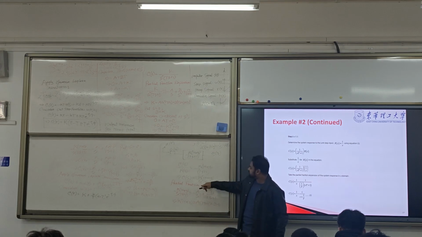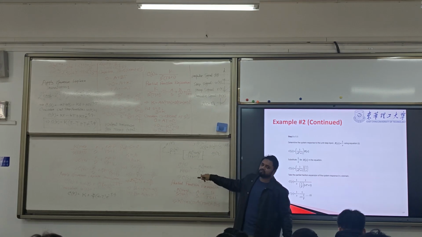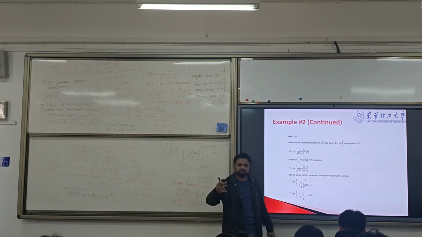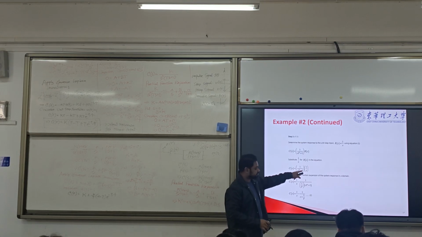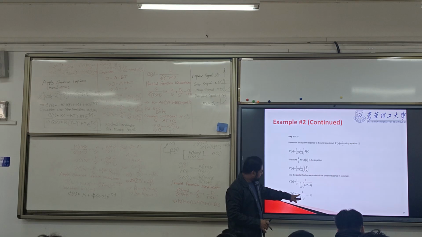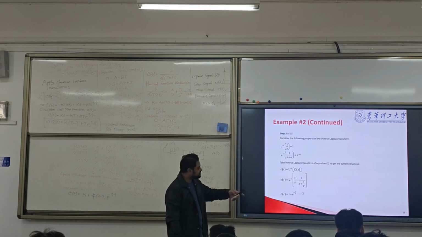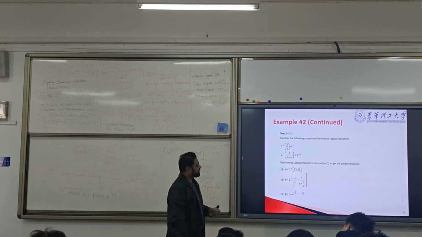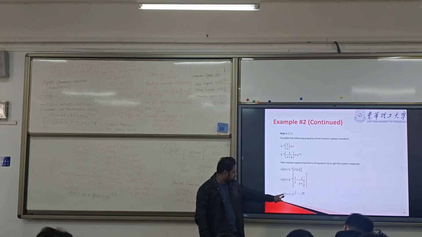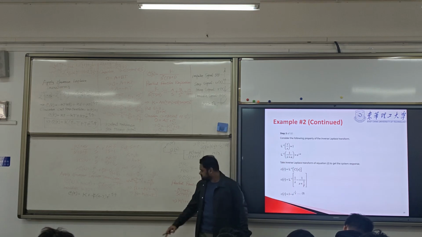Here, 1 by S into S plus 1. We are not considering 0 here. It is just without 0. This system is without 0. So what will happen? 1 by S plus T. So we will apply the inverse Laplace. We will get 1 minus e inverse T by T.